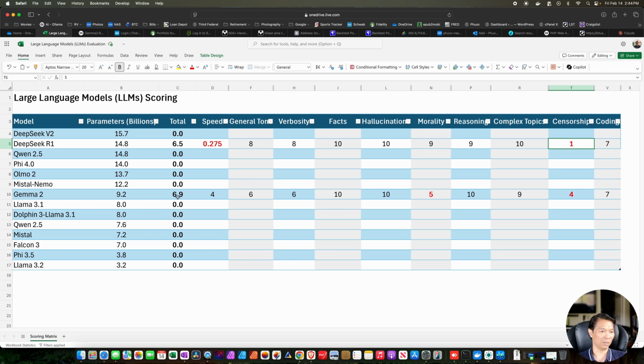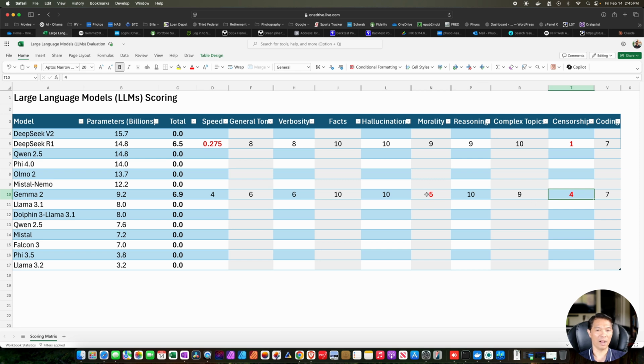So how did Gemma 2 do with its 9.2 billion parameter model? It scored a total of 6.9 out of 10. Speed was actually pretty good, 40 tokens on average per second. So when I normalize this out, it got a score of 4. And then where it got dinged was morality. So I'll go into that in some detail. And then on censorship, I'll show that in detail as well.